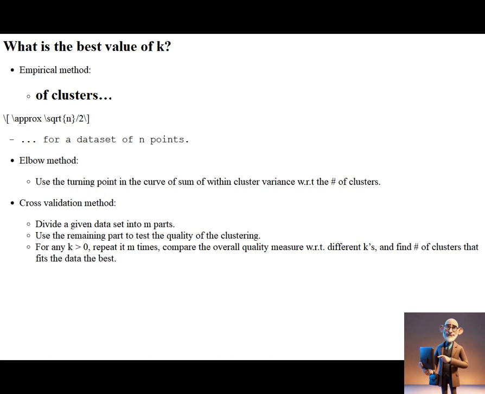This method leverages the power of cross-validation to ensure that our choice of K is robust and holds up across different subsets of the data. In summary, determining the best value of K involves a combination of empirical rules, visual analysis through the elbow method, and the thorough validation provided by cross-validation. Each method brings its unique perspective to help us make an informed decision about the number of clusters that best captures the structure of our data.